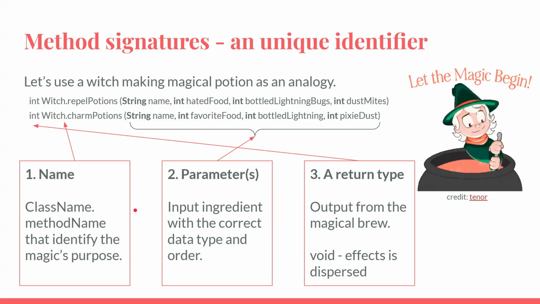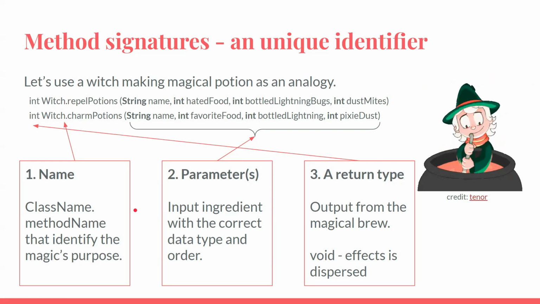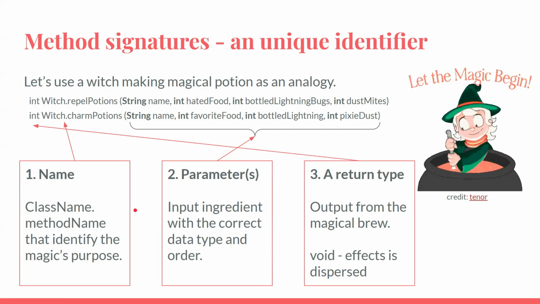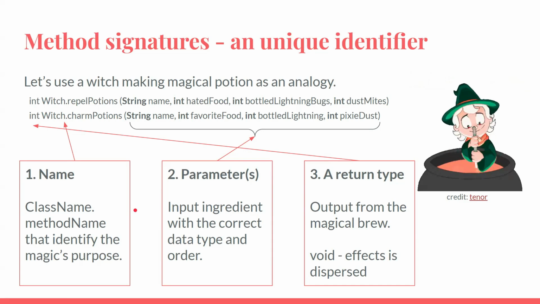Imagine we have a class called Witch. She is our friendly neighborhood witch. She has a menu of magical potions that she can make. Our two most popular requested potions are the charm potion and the Repel potion. Based on the name alone, you can easily guess the purpose of each potion. Give her the name of the magical action and the ingredients. She'll whip it up in an instant and deliver you the magic item.